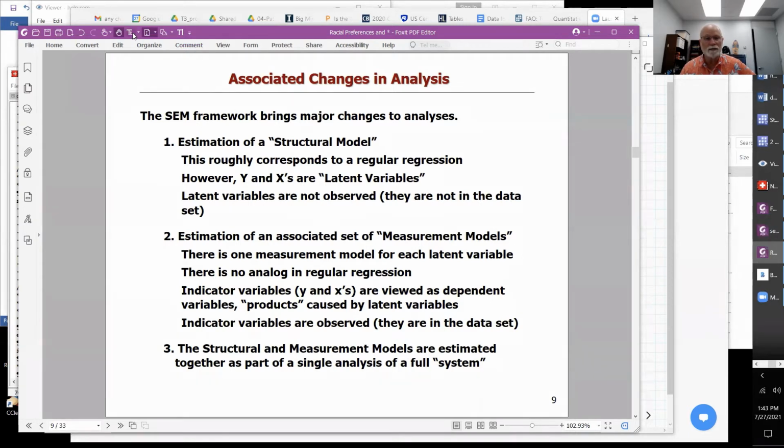Well, the first thing, I don't know if it's the first thing, but a thing is that you will estimate a structural model. And a structural model is roughly analogous to what you're doing in regular regression. It's just that you're thinking about things more carefully. So in the regular regression, we just look at our observed variables and we treat them as if they are exactly representative of the underlying conceptualization we have of the variables in the analysis.